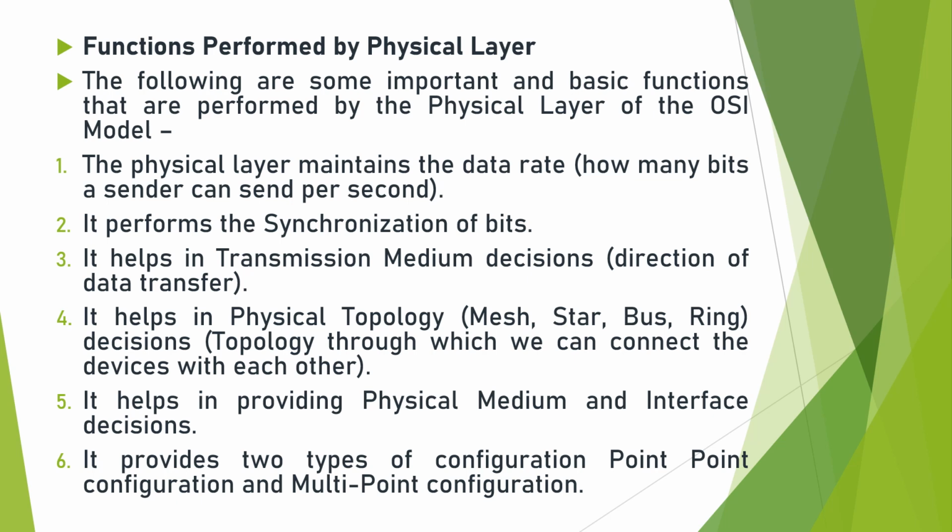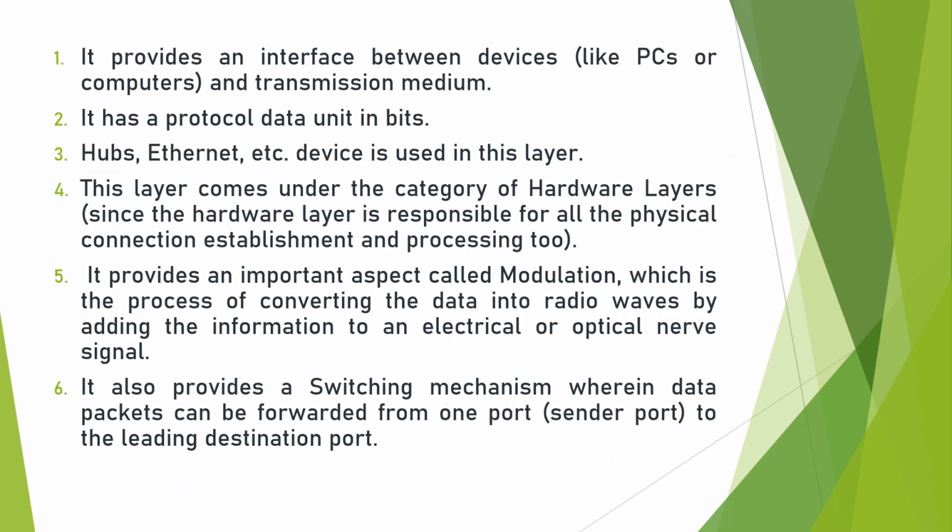5. It helps in providing physical medium and interface decisions. 6. It provides two types of configuration: point-to-point and multi-point configuration. It provides an interface between devices like PCs, computers, and the transmission medium. It has a protocol data unit in bits, and hubs, Ethernet, etc. are devices used in this layer.